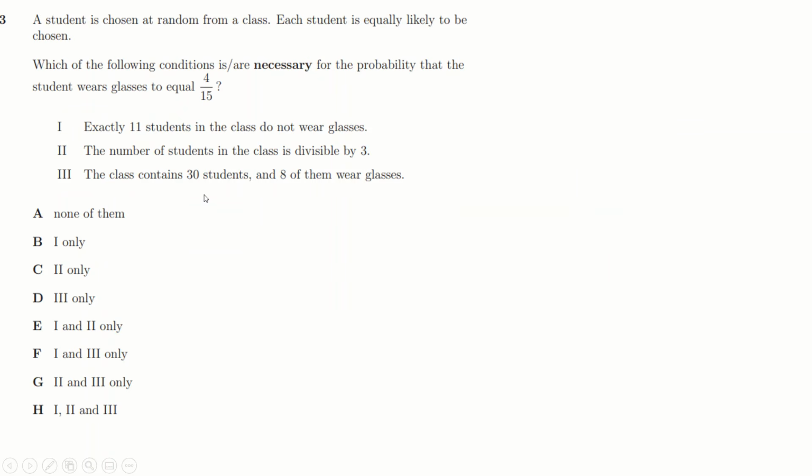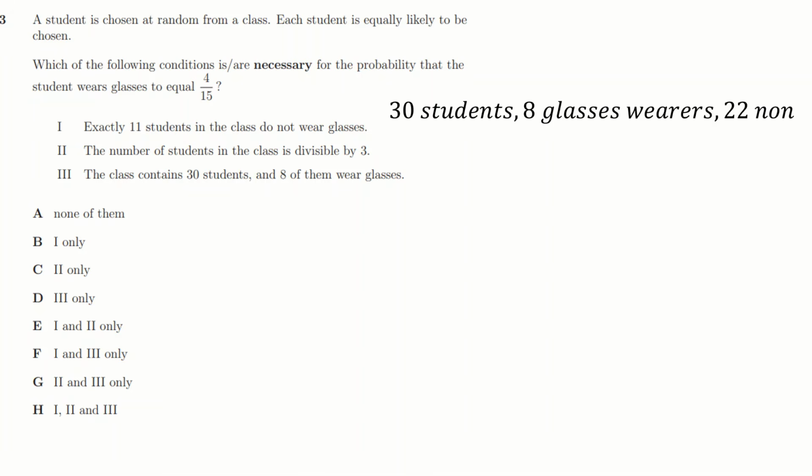Cool. Number 3. Students chosen randomly from a class. Each student is equally likely to be chosen. Which of the following are necessary for the probability of choosing a student who wears glasses to be equal to 4/15? Exactly 11 in the class do not wear glasses. Not necessary. If you double up this fraction to say 8 over 30, then you've got 22 non-wearing glass members. So definitely not necessary. You can simplify fractions. You learned that in year 2.